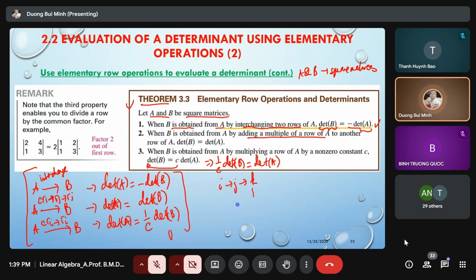So then if we follow the sequence, we have i, j, k.